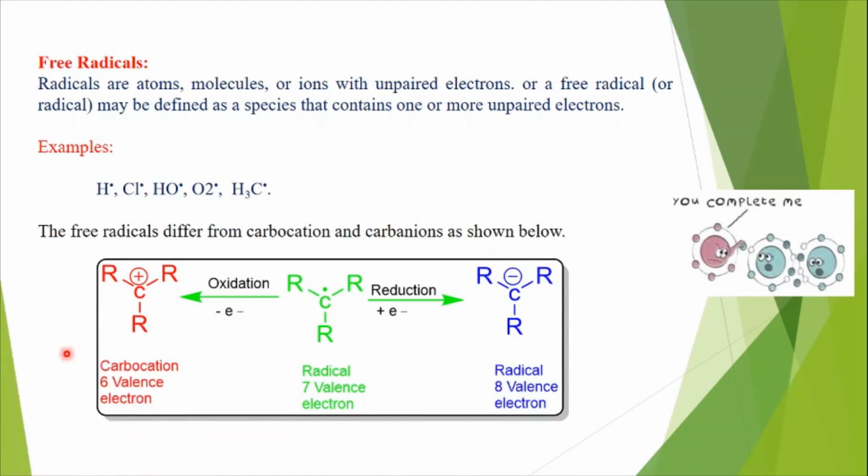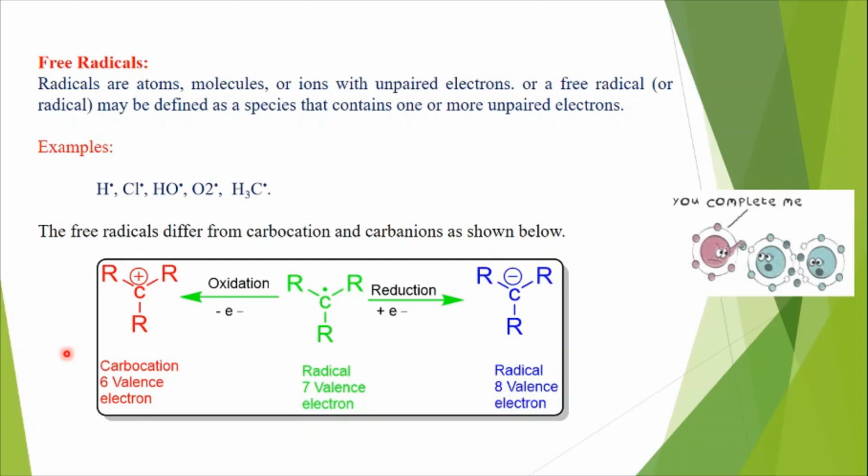So radical, what is the radical? Radicals are the atoms, molecules or ions with unpaired electron, or a free radical may be defined as a species that contain one or more unpaired electron. So due to the presence of unpaired electron, free radicals are paramagnetic in nature. The unpaired electron is represented by dot.